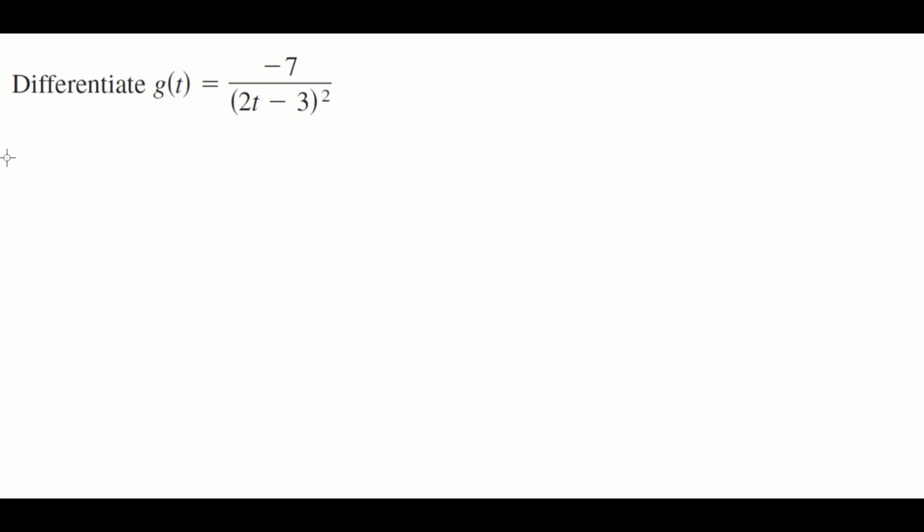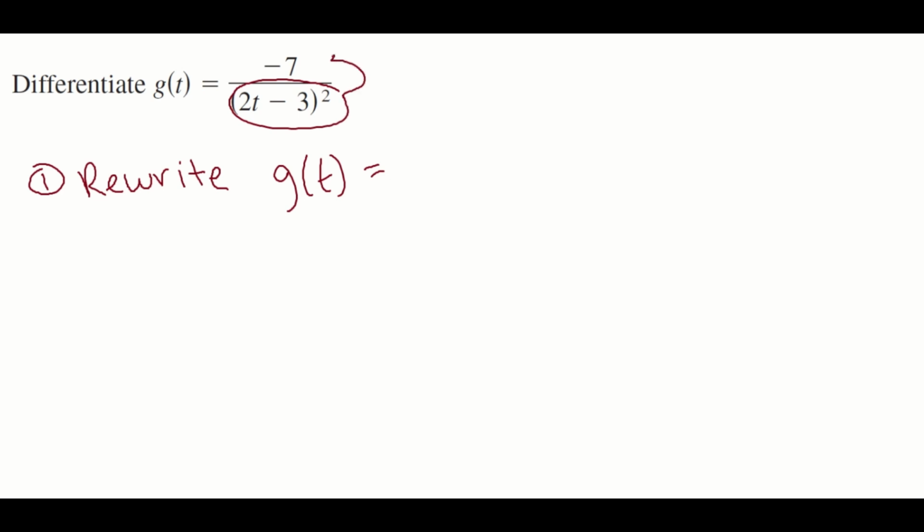How can we rewrite this in a form we can apply the general power rule? The key is to rewrite the function so it is not in a fraction. So how can we do that? We can do that by bringing the denominator up to the numerator by changing the sign of the exponent. So g of t becomes negative 7 times the quantity 2t minus 3 raised to the negative 2. Now this is much easier to differentiate.